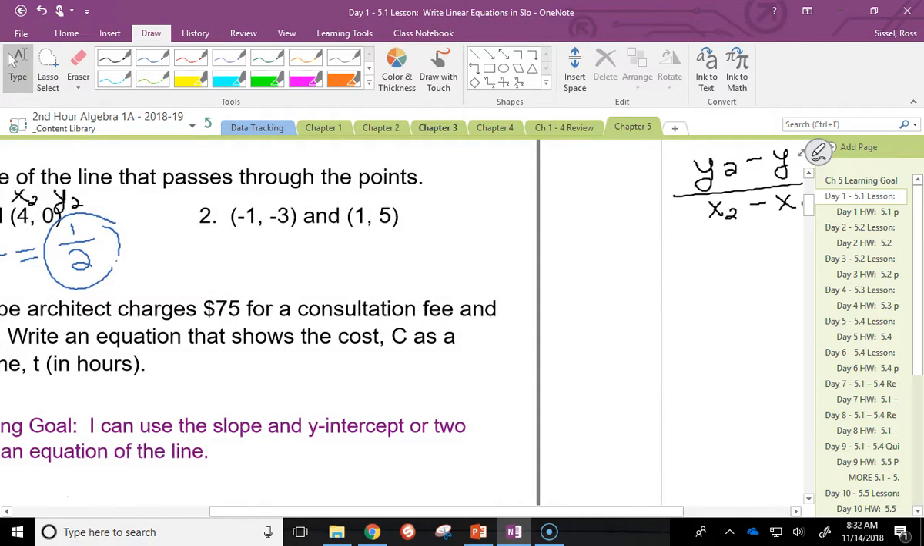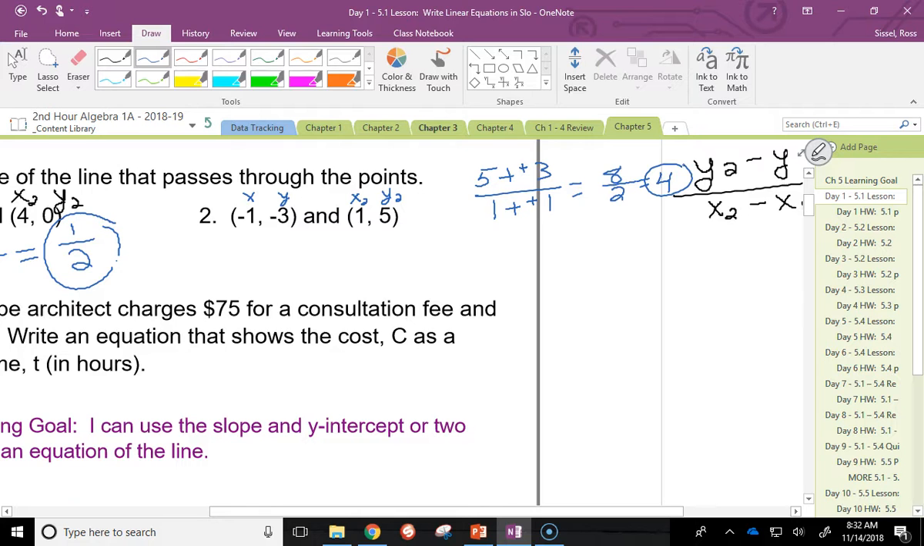What did you get the slope for number 2? Bryce. Oh, other people, your voice should be off because we're now back onto this. What is it, Bryce? 4. Let's see. This is my x, this is my y. x2, y2. So, 5 minus negative 3 over 1 minus negative 1. 5 minus negative 3 is 5 plus 3 is 8. 1 minus a negative is 1 plus 1 is 2. Our slope should have been 4. Good job, guys.